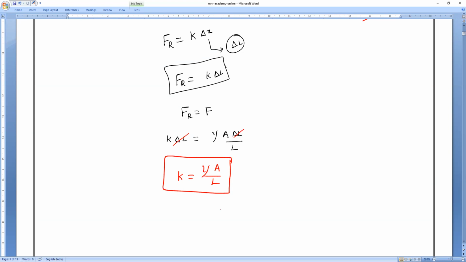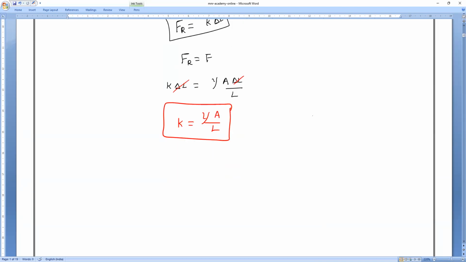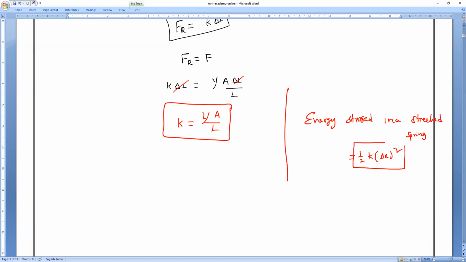How we will get it. So now, if you notice, we all know that energy is stored in a stretched spring. We already got the formula. Can anybody tell that formula? What is the energy stored in a spring? We already studied it long back. If you don't know, you learn now. So we all know that the energy stored in a spring formula is half into K into delta X whole square. So this is the formula for the energy stored in a stretched spring.